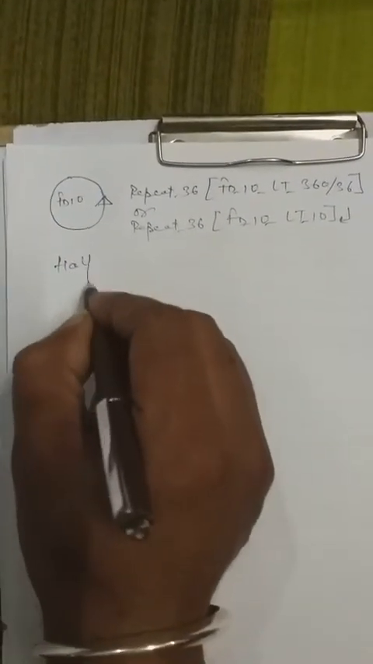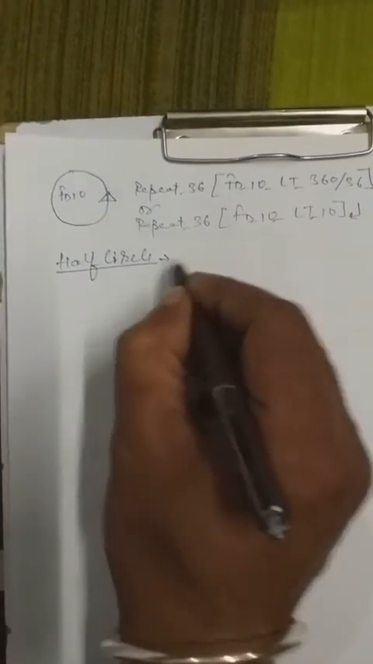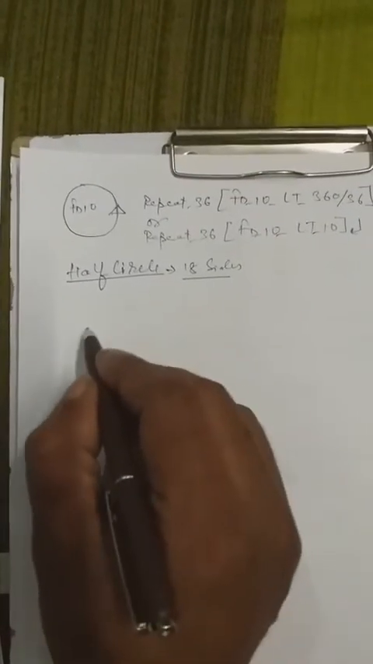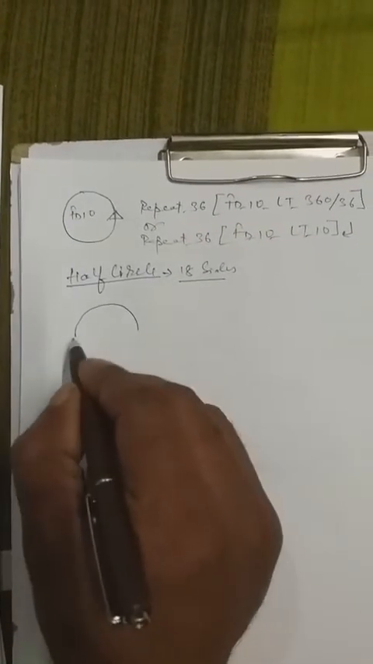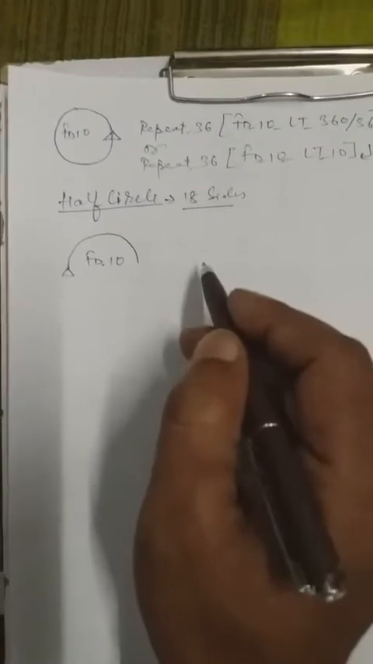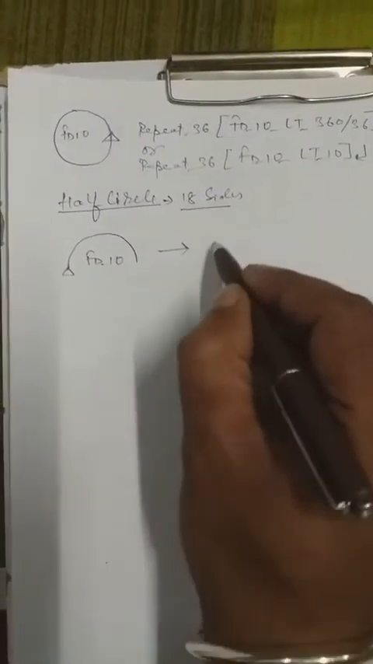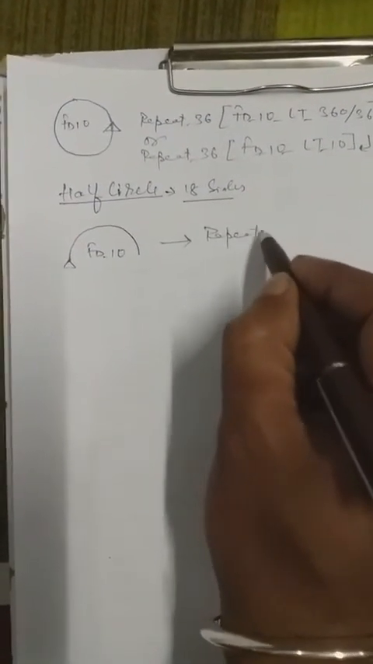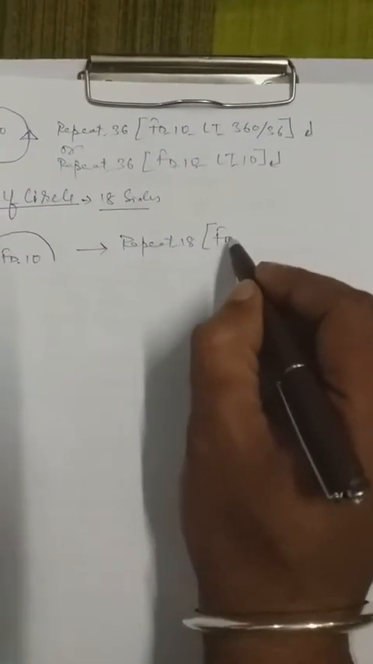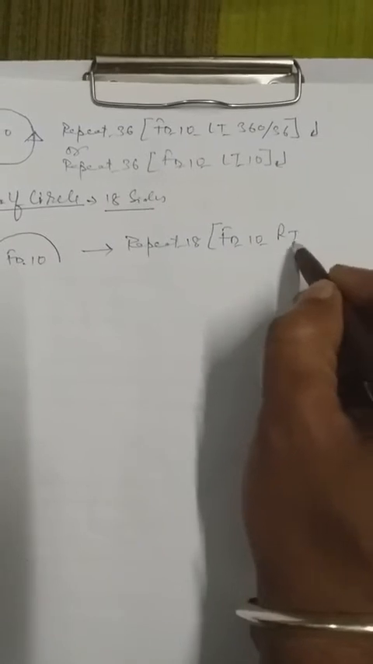Okay, my dear children. Now we will draw a half circle. In a half circle, I told you altogether there are 18 sides. You can see the figure here. This is the half circle. So here what we will write? Here we will write repeat 18, because 18 sides are there, side value FD10 and turn will be RT10.